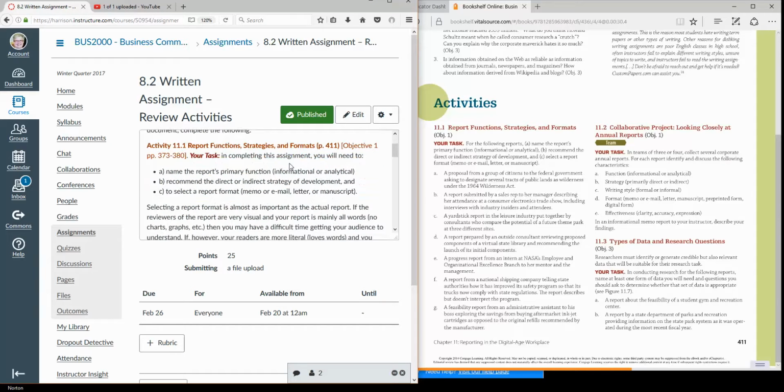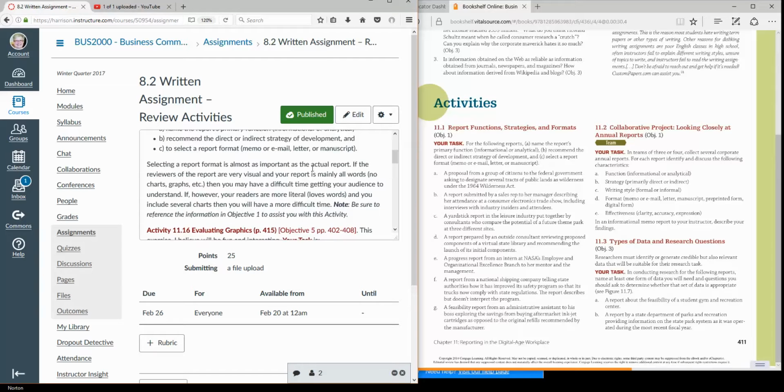So we're going to do activity 11.1 first, report function strategies and formats. It involves objective 1 in your textbook. When you complete the assignment, you're going to name the report's primary function, information or analytical, recommend direct or indirect, select a report format, memo, email, letter, or manuscript.